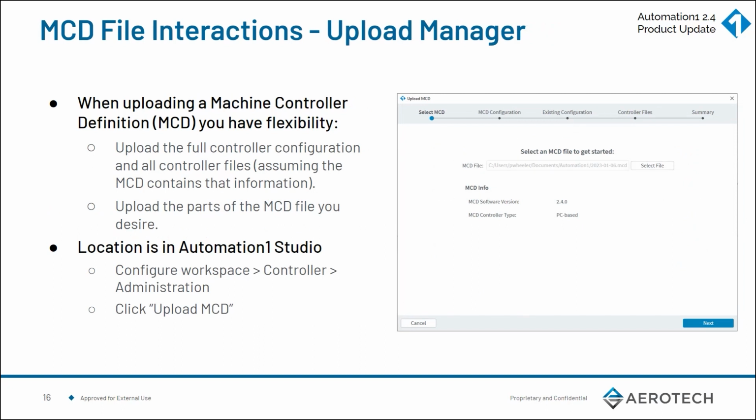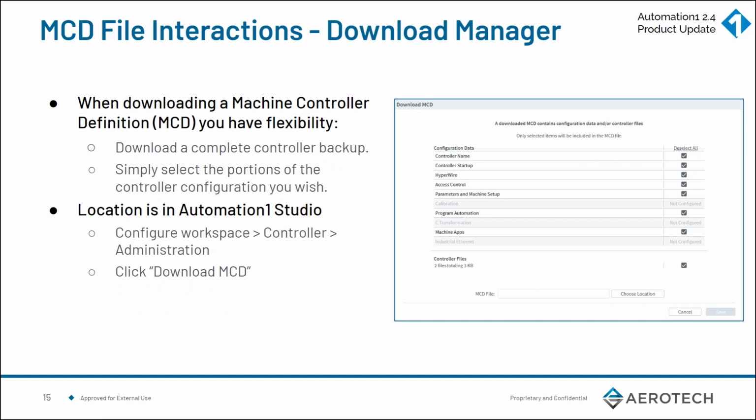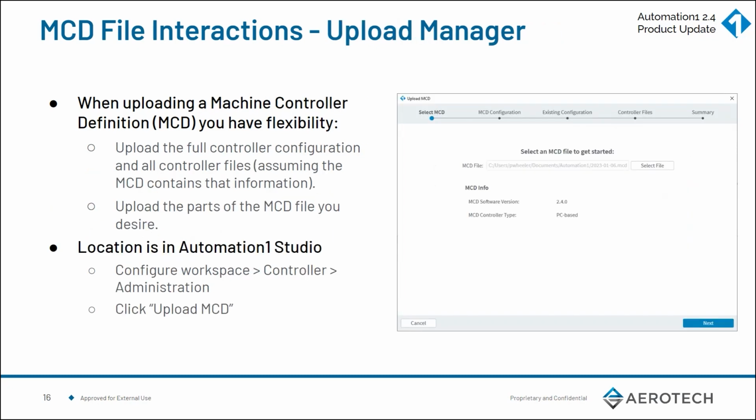Moving on to the upload manager. When you're uploading a machine controller definition file onto your controller, this is when you can upload the full controller configuration and all controller files, assuming that the MCD you're uploading has all that information. Going back to the download manager, you don't have to download all of those things. So if it's not there, you can't really upload it to a new MCD file. But assuming it's all there, you can upload the full configuration of your controller, which really helps people duplicate their machine controllers when they're deploying multiple machines, as a machine builder.